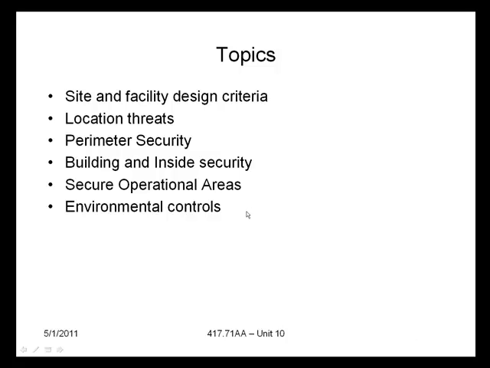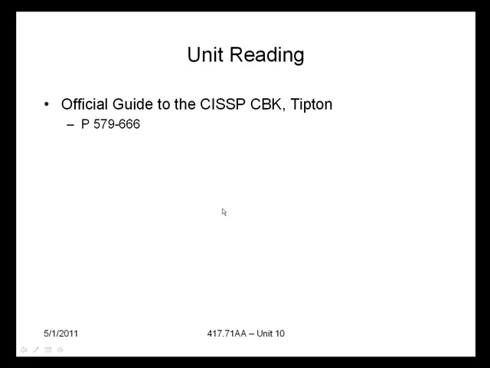The topics we'll be dealing with include site and facility design criteria, designing sites for proper security, location threats, perimeter security, securing the outlying boundary of your property or site, securing the interior, the buildings and the inside security, operational areas within a building that should be secured, and then lastly, environmental controls, not really part of security, but it's part of facilities management, which is something that is included in the security section of this book.